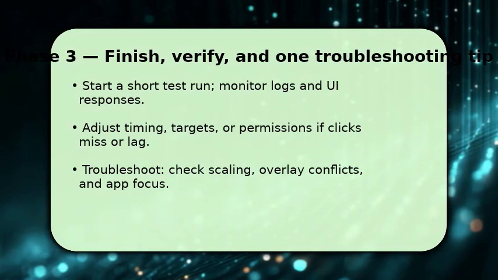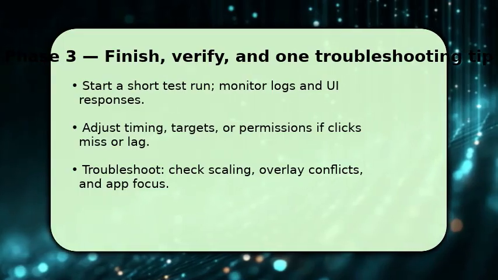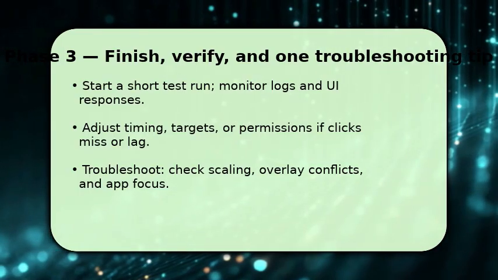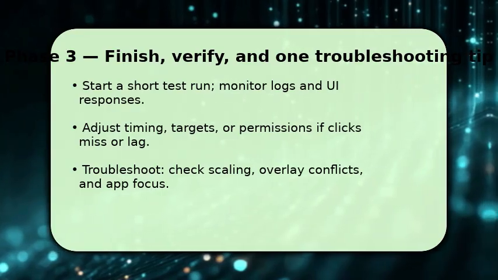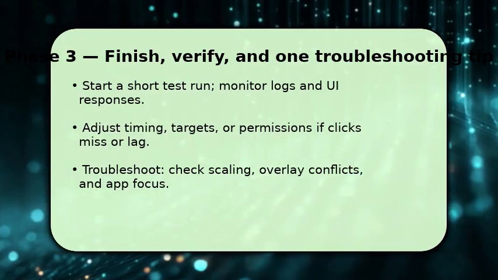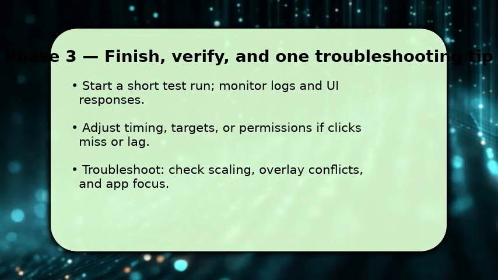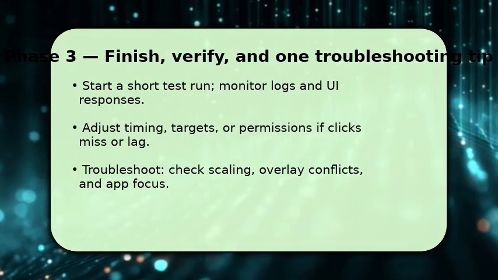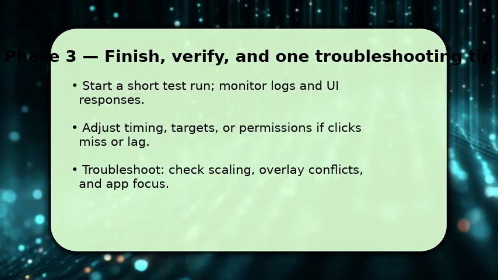You should begin with a short test run and actively monitor the app's response and the clicker's logs. If clicks are missed or delayed, pause and adjust timing, target coordinates, or grant missing permissions. Small increases in delay often fix race conditions. Once successful, run longer tests and watch resource usage.